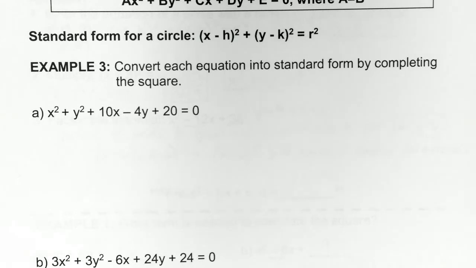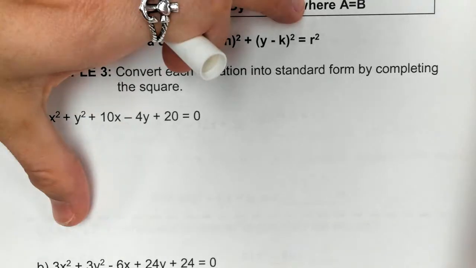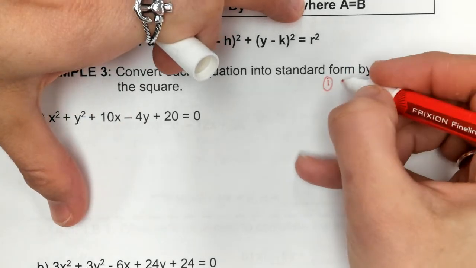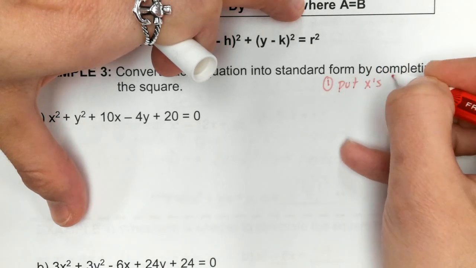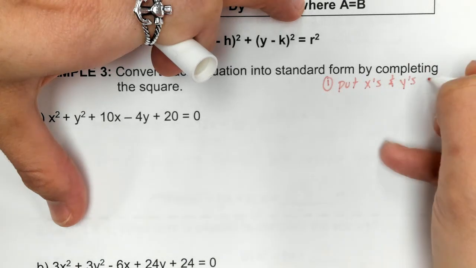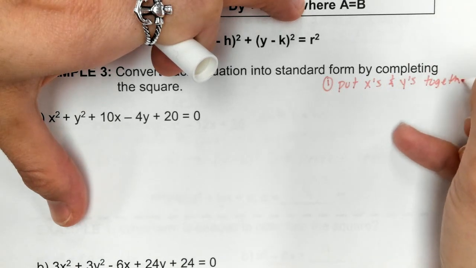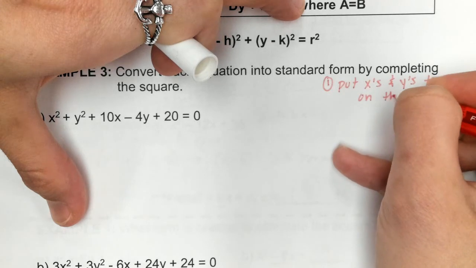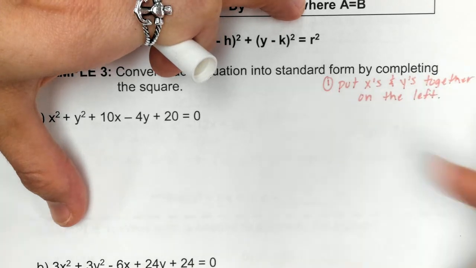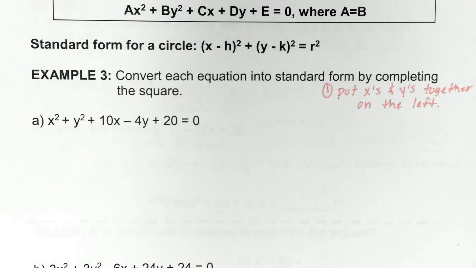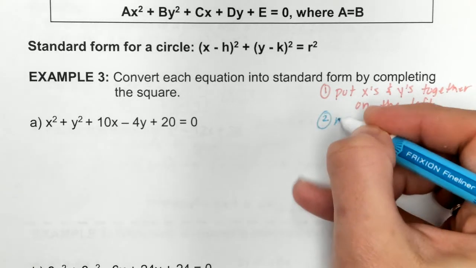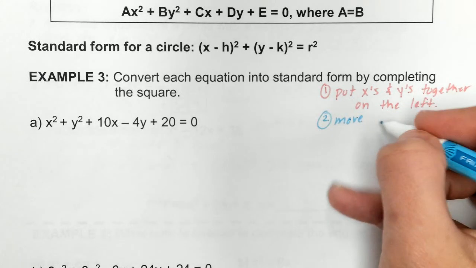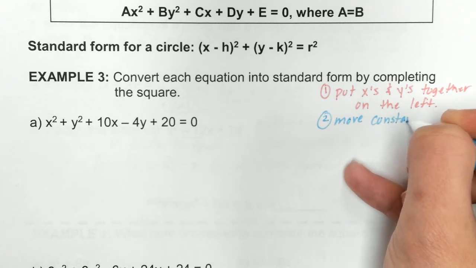So what I want you guys to see here, we're going to go ahead and write out some steps. Step 1 is the new step. We need to put x's and y's together on the left. Just group them together, okay? Step 2, what we want to do is move the constant to the right.